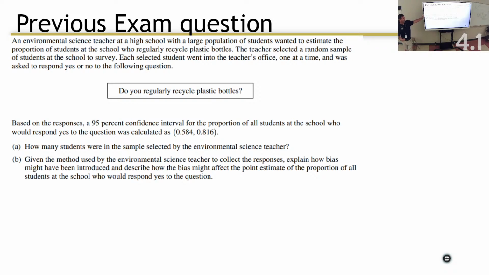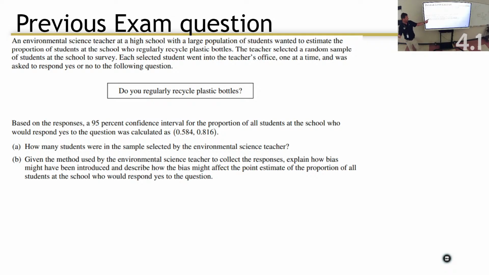Based on the responses, a 95% confidence interval. Now, that means nothing to you until second semester, but we got a 95% confidence interval for the proportion of all students who would respond yes. So they say it's basically between 58% and 82%. That's a pretty daggum big wide range. But 58% to 82% said that they do recycle. First question is, how many students were in the sample selected? Well, you got no clue how to do that until second semester.